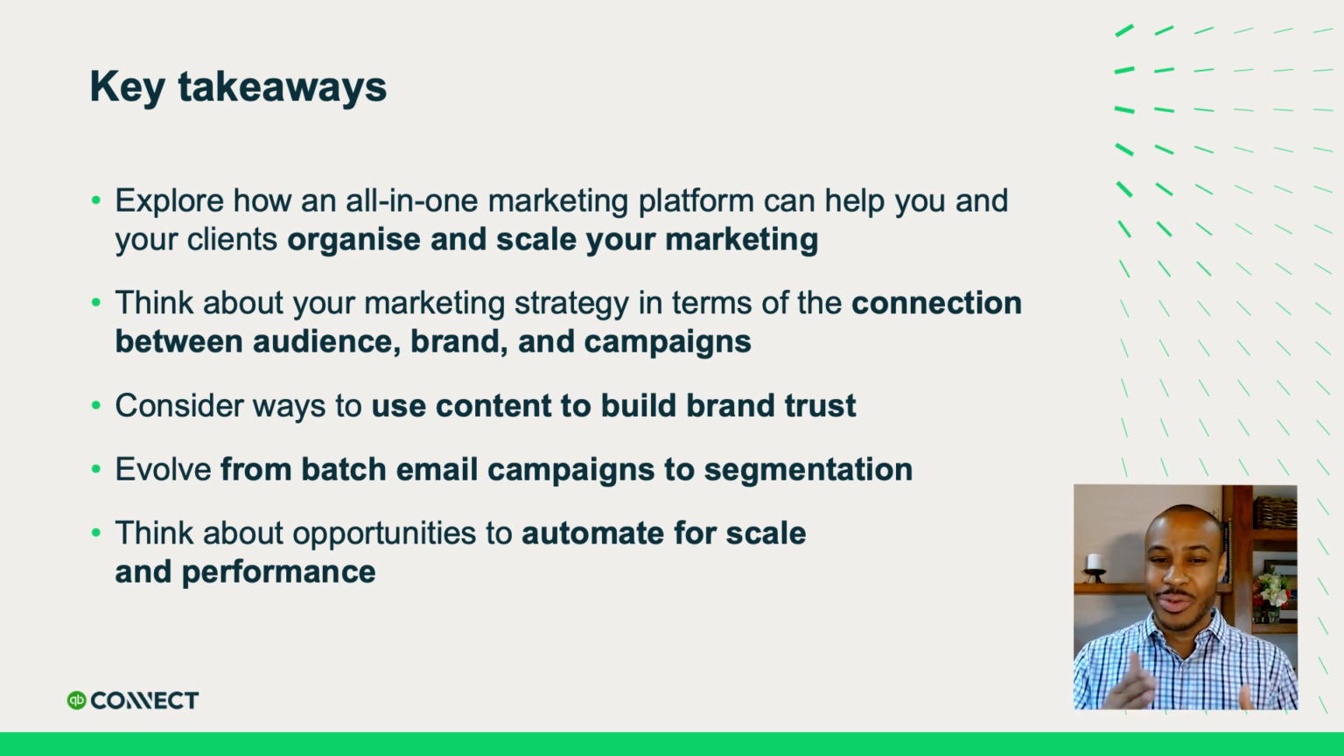Next, try to evolve from sending batch emails to segmentation if you can. And then lastly, even better, try to evolve from sending segmented emails to automated emails. I think each step that you can take along that continuum, you can start to see the improvement in your emails. You can start to see your ability to scale, improve, and expand over time.